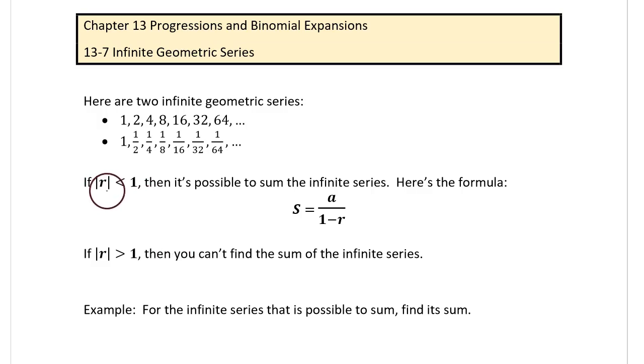If the absolute value of r is less than 1, then it's possible to sum the infinite series using this formula. Notice that you need to know the first term in the series and you need to know the value of r. On the other hand, if the absolute value of r is greater than 1, then you can't find the sum of the series. For instance, in that first example, the terms just keep getting larger and larger and larger. If you try to add them, you're not going to get a particular number.